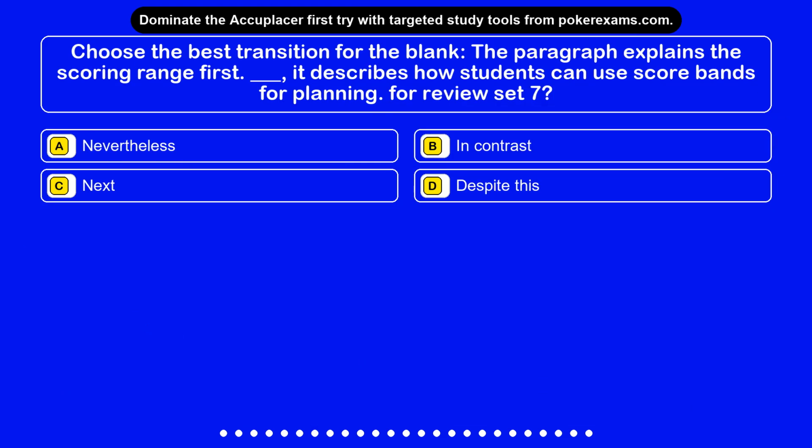Question 21. Choose the best transition for the blank. The paragraph explains the scoring range first. Blank. It describes how students can use score bands for planning. For review set 7. Option A. Nevertheless. Option B. In contrast. Option C. Next. Option D. Despite this.